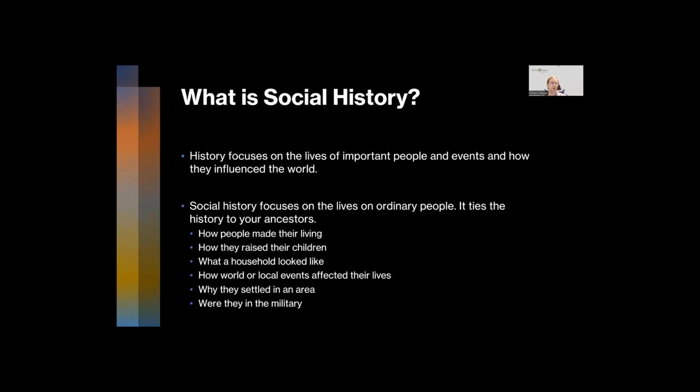When we talk about social history, we have to distinguish that from history itself, because history generally focuses on the lives of the important people and events and how they influence the world. But when we talk about social history, it focuses on the lives of the ordinary people, and it ties the history to our ancestors. Things like how people made their living, how they raised their children, what a household looked like, how world and local events affected their lives, why they settled in an area, and were they in the military, are all components of their social history.